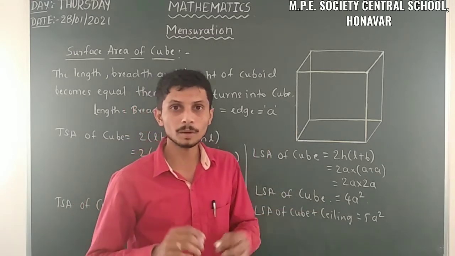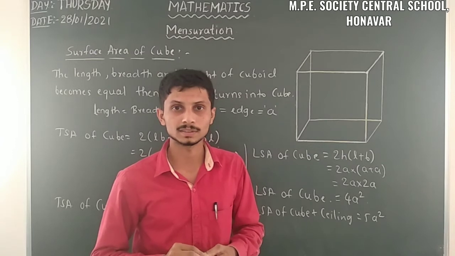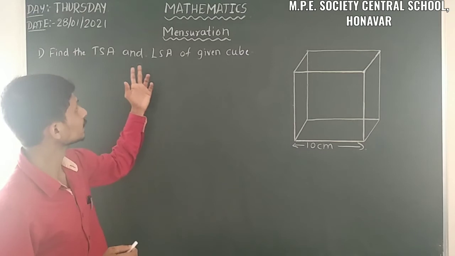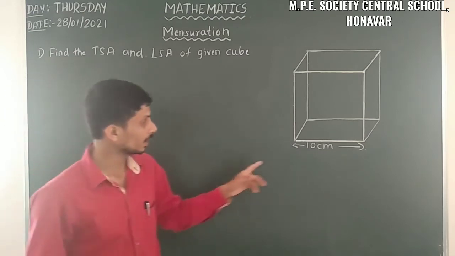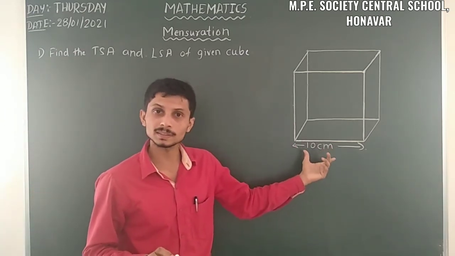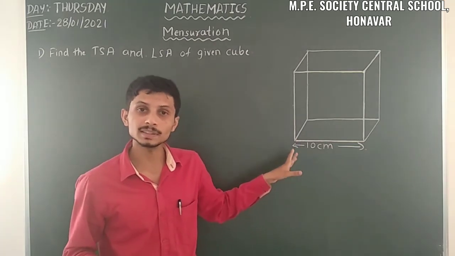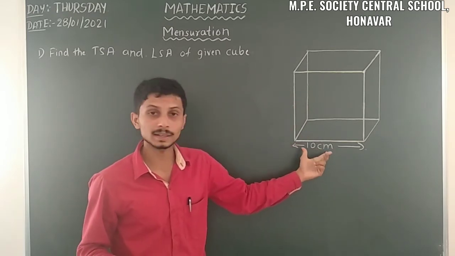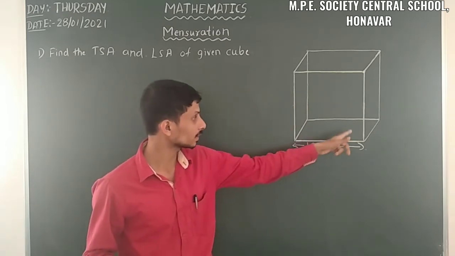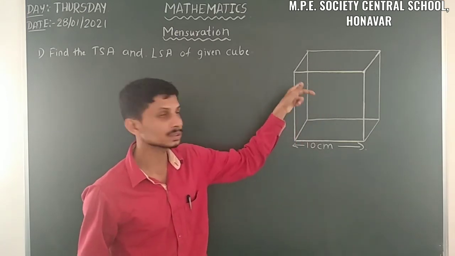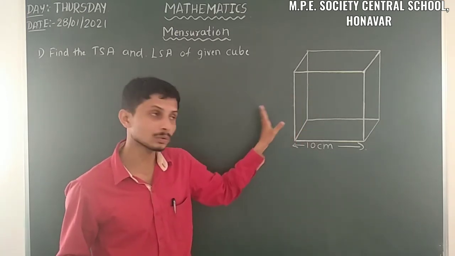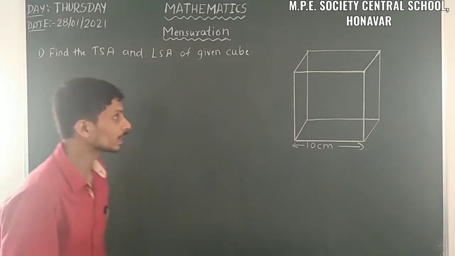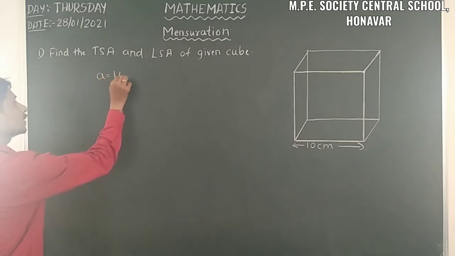So let us take some problems based on these formulas. Let us take the first problem of this video. Here we have to find out the total surface area and lateral surface area of the given cube, and the side of one of the faces is given, it is 10 cm. That means it is applicable to all the faces, and we can consider it as an edge. So how many edges are there? 4 plus 4 is 8, plus 4 is 12. 12 edges are there. All the 12 edges have the same measurement, 10 cm. So we can take A is equal to 10 cm.